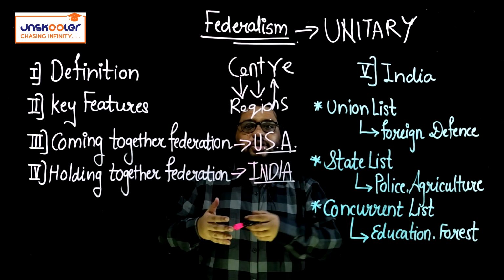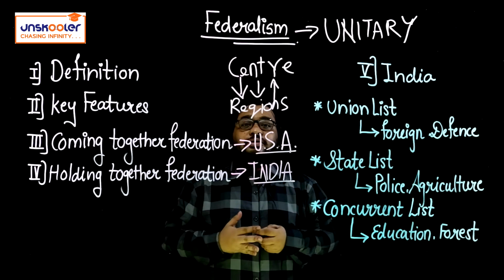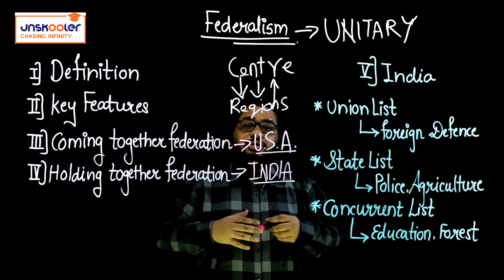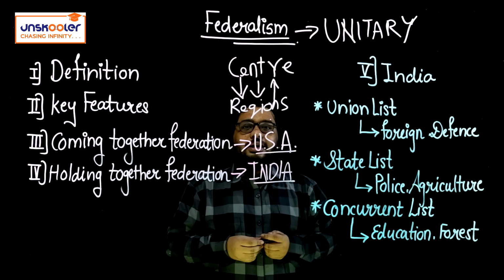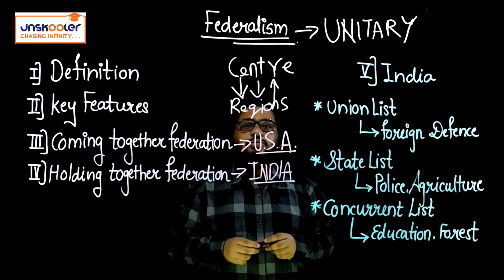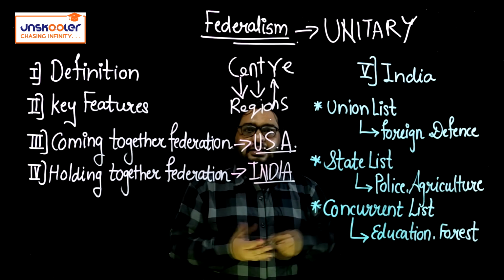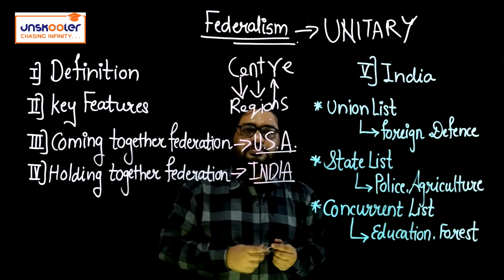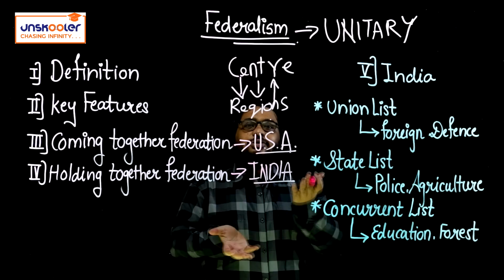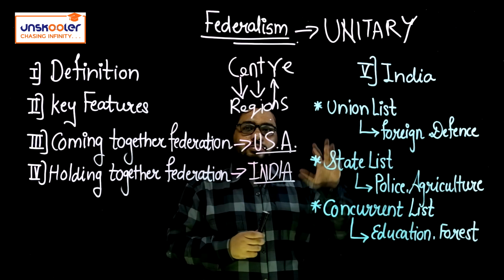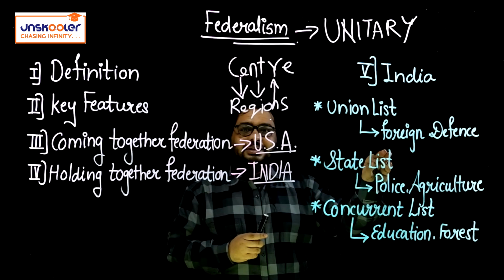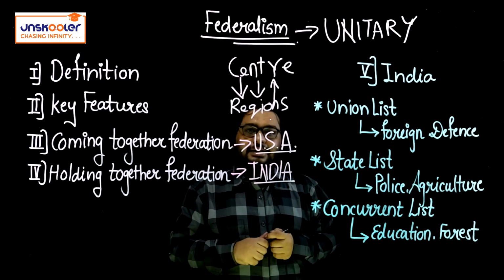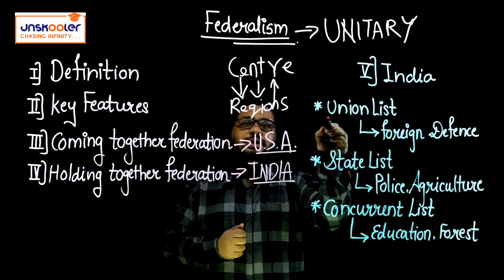Also, because partition had just happened, it was very important to ensure the unity of the country, so that there would be no regions asking for independence, like we had in the 1960s and the 70s, the Khalistan movement in Punjab. As a result, we had to keep a balance. So the majority of powers went with the center, but a lot of substantial powers came with the state. And as a result, we'll talk here about the three lists.